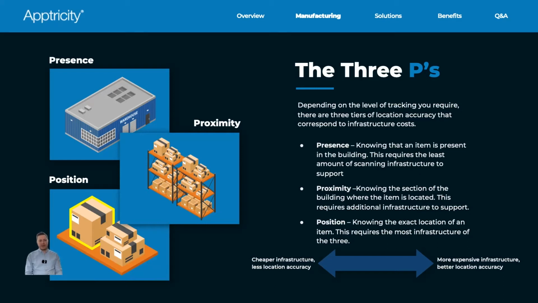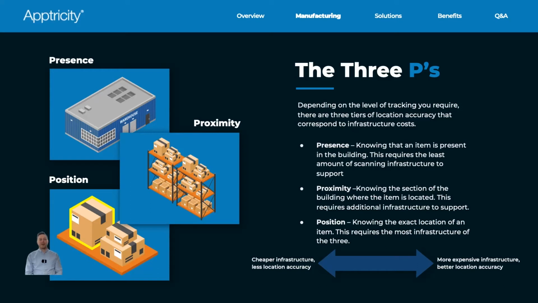So when we talk about infrastructure, we're typically talking about setting up fixed readers or using handheld scanners to scan tags that are associated with merchandise. So if you just want to know that something's present, all you have to do is just say, hey, tag number 1, 2, 3, 4, 5 is this pallet. If I scan it, I know it's there. So it's pretty simple. It doesn't require a lot of infrastructure, but it's the least amount of location accuracy.